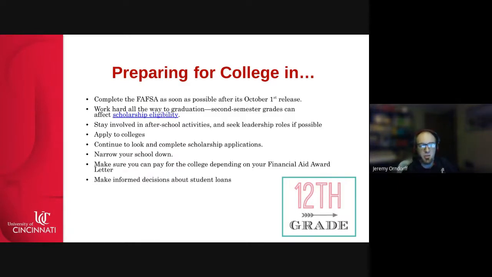And of course, you want to make sure that you can afford the college that you're interested in. So make sure that your financial aid is matching up with what you need to cover, and that it's going to be a feasible plan for you for 4 years. Make that informed decision about your student loans and what's right for you, based off of your career aspirations post-graduation. Next slide, please.